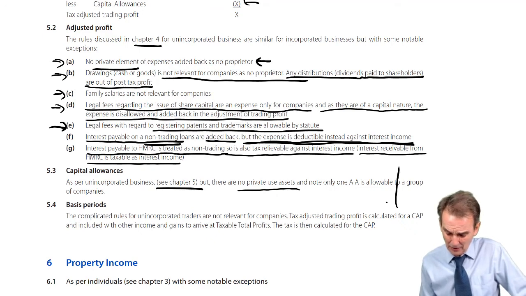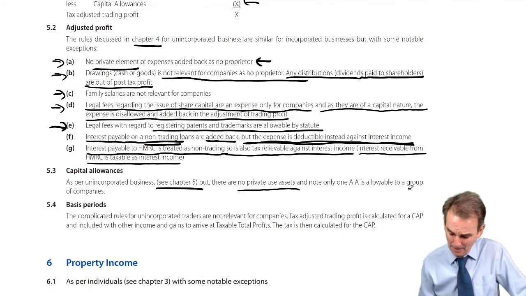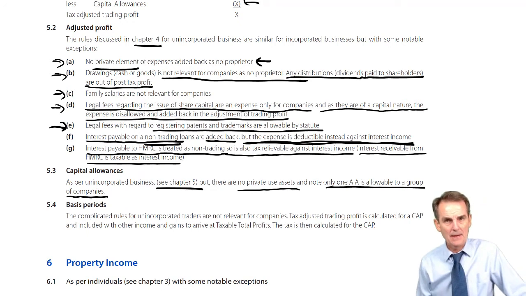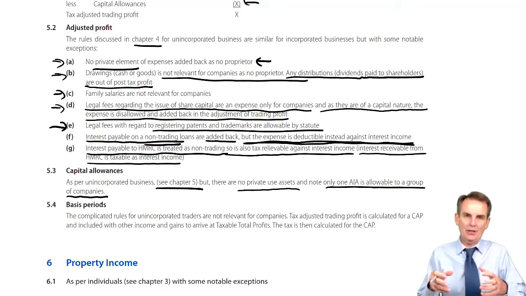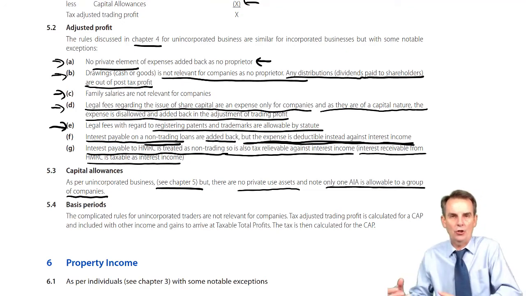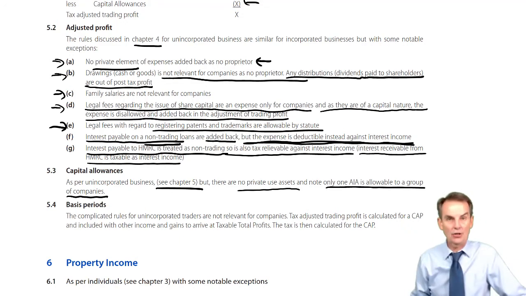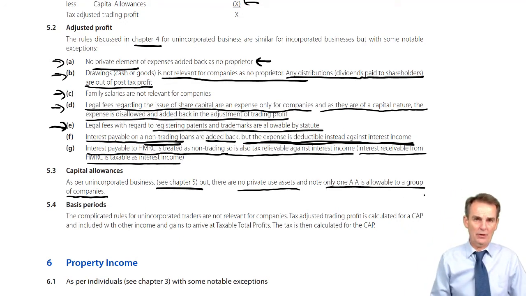Also here, as regards our capital allowances, one further point, only one AIA is allowable to a group of companies. So you can't therefore, when operating as a company, create new subsidiary companies to split your business between them to get another 200,000 AIA. It doesn't work that way. There's only going to be one AIA allowable to a group of companies.